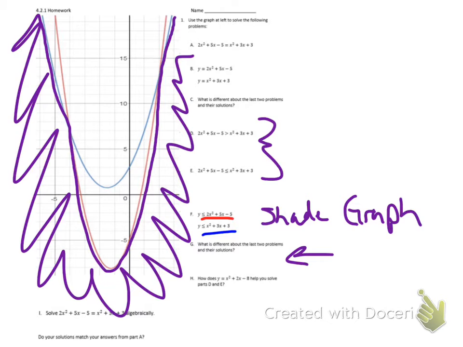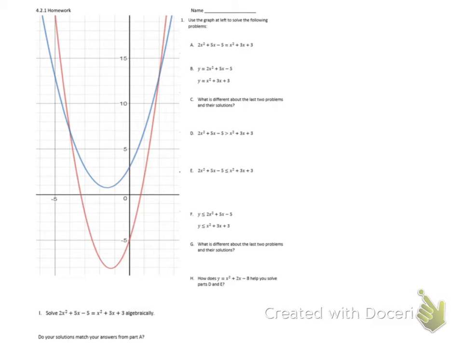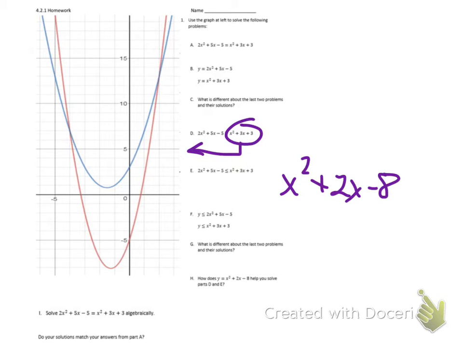The very last thing is if we were looking at problem H, how does this equation right here help us solve those problems? Well, if I got everything over to one side, I would have x squared plus 2x minus 8 equals 0. And now my x-intercepts are going to be my boundary points. And again, the x-intercepts then should be -4 and 2.